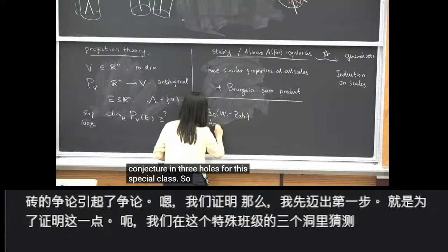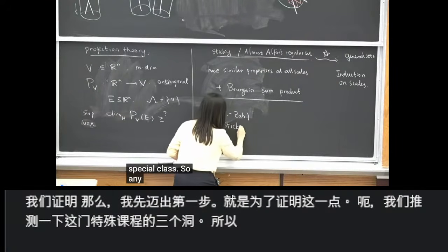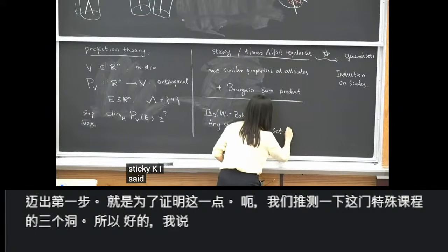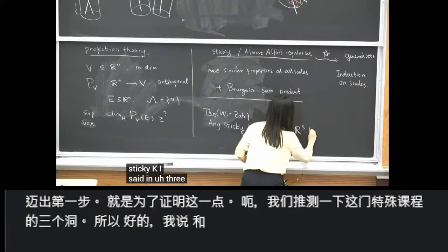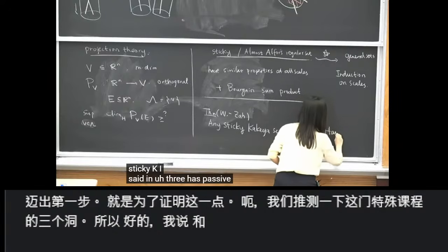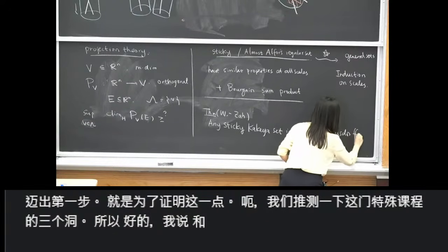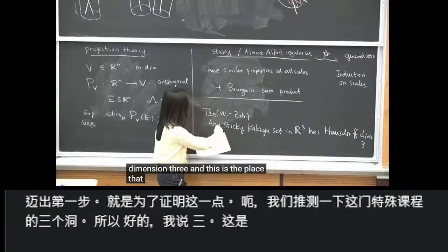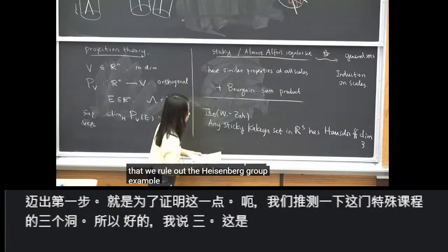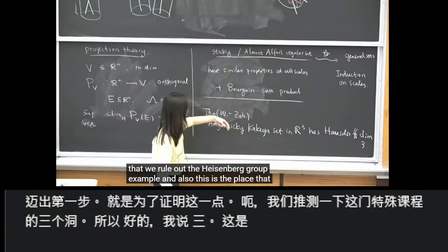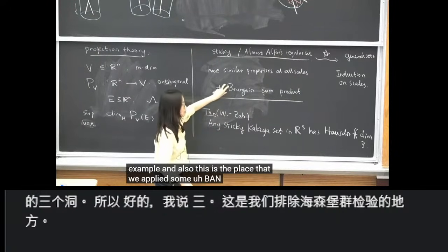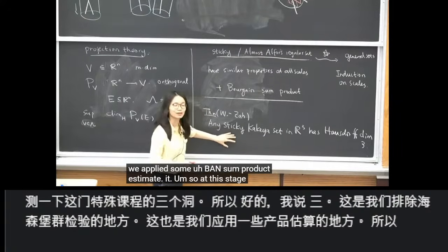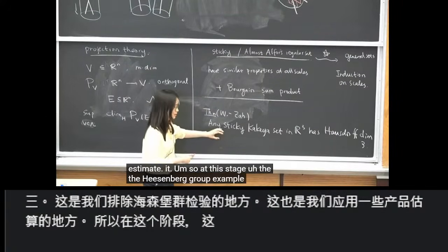So any sticky Kakeya set in R^3 has Hausdorff dimension 3. And this is the place where we rule out the Heisenberg group example. Also this is the place where we apply Bourgain's sum product estimate. So at this stage, the Heisenberg group example is gone.